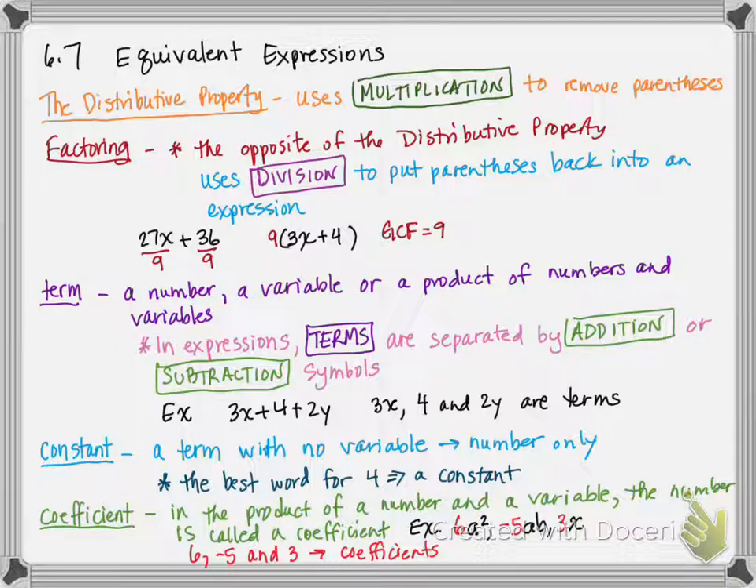So they're not a number alone. If they were a number alone, they'd be a constant. But because they're part of a term that contains a variable, they're called coefficients. A lot of stuff that we do with those coefficients. So I'm going to go to my next screen. And you probably heard me talk about this today in our Zoom meetings.